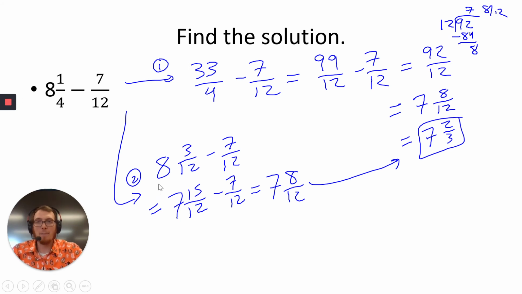So borrow 1 from the 8, that makes it 7. And then take 12/12 in because the denominator was 12. So 3 plus the 12 would be 15. 7 minus nothing is 7. 15 minus 7 is 8/12. And by golly, we get the same answer, 7 and 2/3.